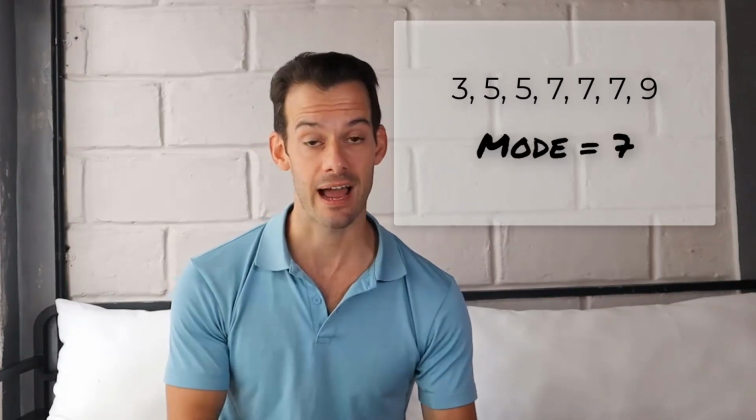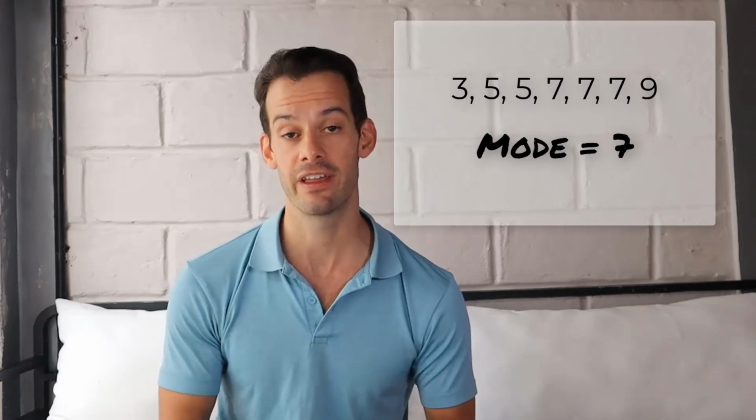Our last measure of central tendency is the mode. This is the most frequent or the most commonly occurring score in our data. So if we had quiz scores of 3, 5, 5, 7, 7, 7, 9, then our mode would be 7 because it occurred 3 times, which is more frequent than any of the other scores.